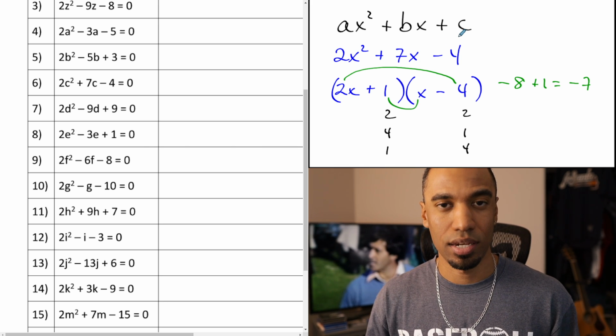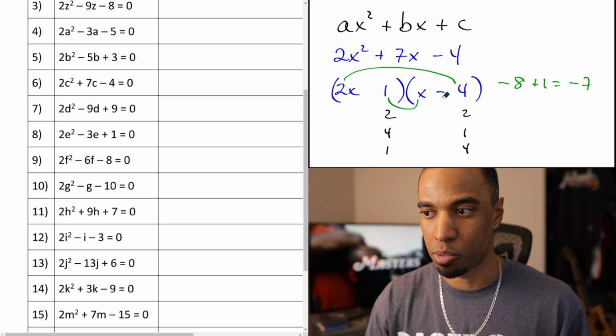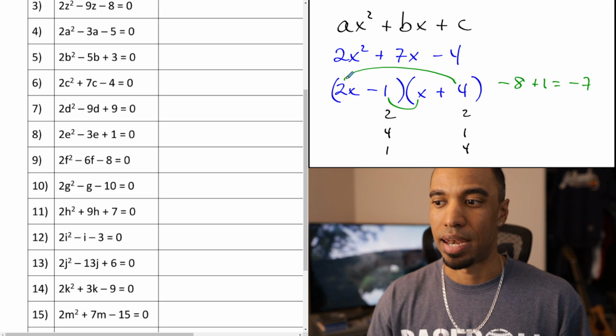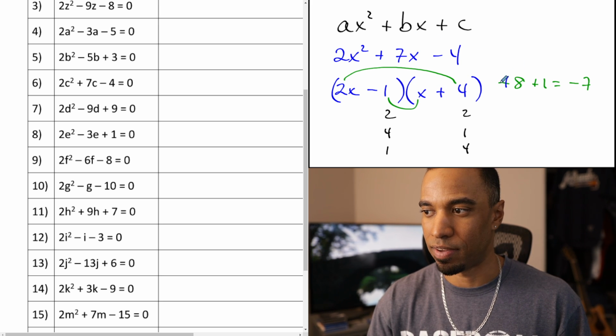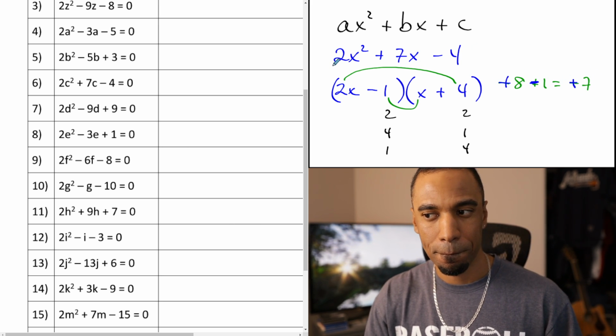Well, all that needs to change is the signs inside here. This plus 1 should be a minus 1, and that minus 4 should be a plus 4. Now I get 2 times 4, which is positive 8, negative 1 times 1, which is negative 1, and positive 8 minus 1 is positive 7. Suddenly I got the positive 7 that I wanted.